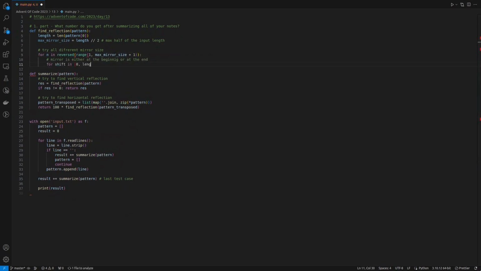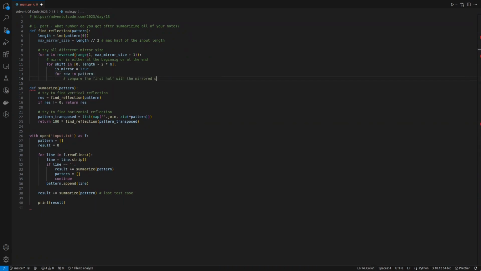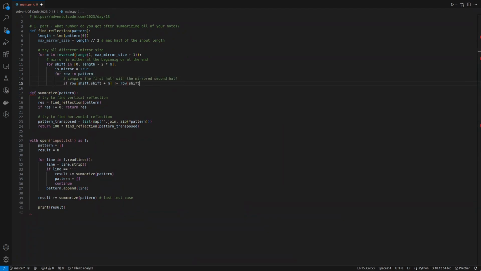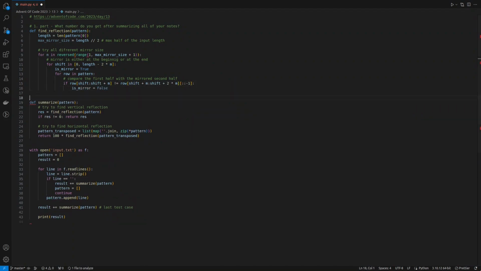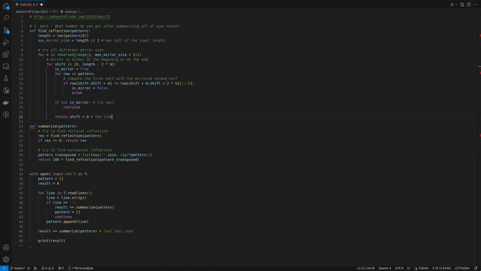If the first half of the image is equal to the mirrored second half for every row, then it is the solution I was looking for. Otherwise, I try smaller mirror sizes. In a nutshell, the code tries all possible mirror placements.